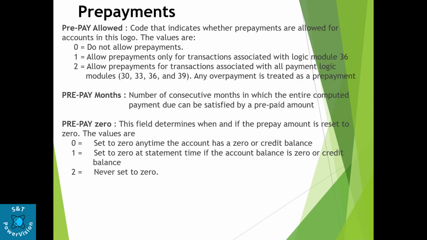Prepayment months means the number of consecutive months in which the entire computed payment due can be satisfied by a prepaid amount. Prepay zero determines when the prepay amount is reset to zero. The value of zero means set to zero anytime the account has a zero or credit balance. One means set to zero at statement time if the account balance is zero or credit balance. Two means never set to zero.